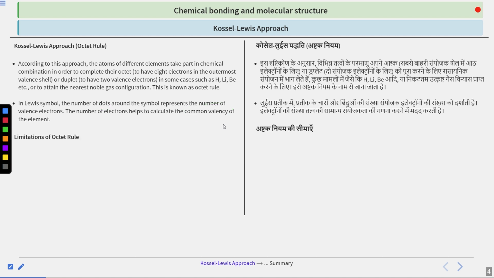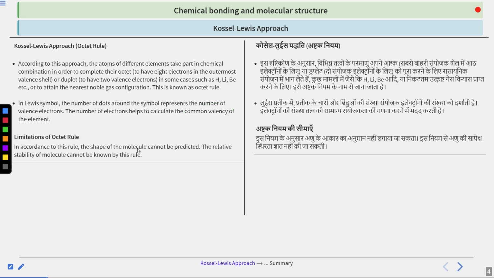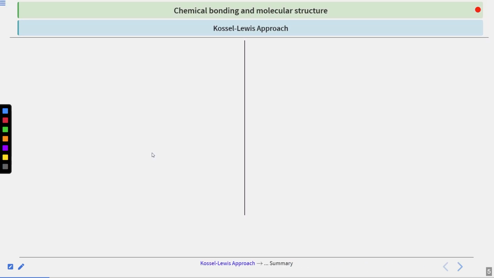So what are the limitations of the octet rule? First of all, it doesn't tell about the shape of the molecule. The orientation and the shape are not at all discussed here, and the relative stability is also not discussed here. They are just attaining the 8 electrons, and what is the resulting stability, that is not being discussed. In addition to that, we have deviations from the octet rule, in the number of valence electrons also.